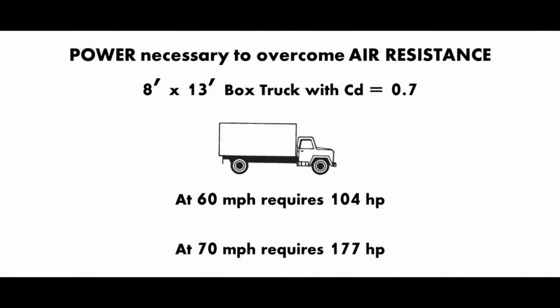And again, I made another calculation here. An 8x13 box truck at 60 miles an hour with an air resistance value CD of 0.7, which is maybe a little bit high, but it's the best I have, at 60 miles an hour requires 104 horsepower to overcome that air resistance. But at 70 miles an hour, just 10 miles an hour more, requires 177 horsepower. So the power is related to the cube of the speed. So the faster you go, the higher power is absorbed to make it move through the air.